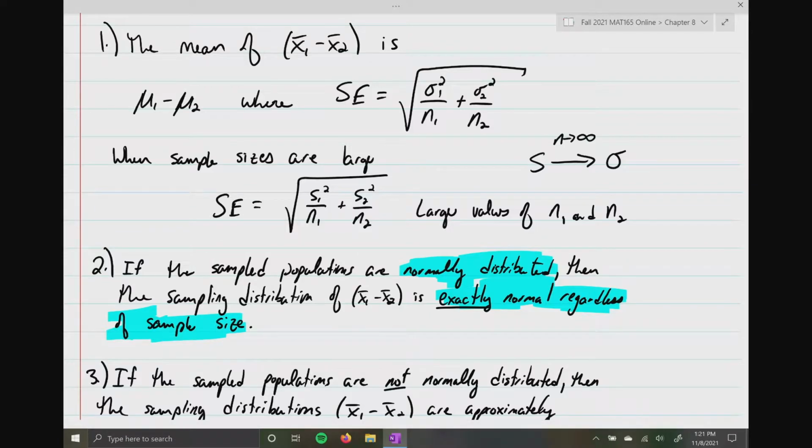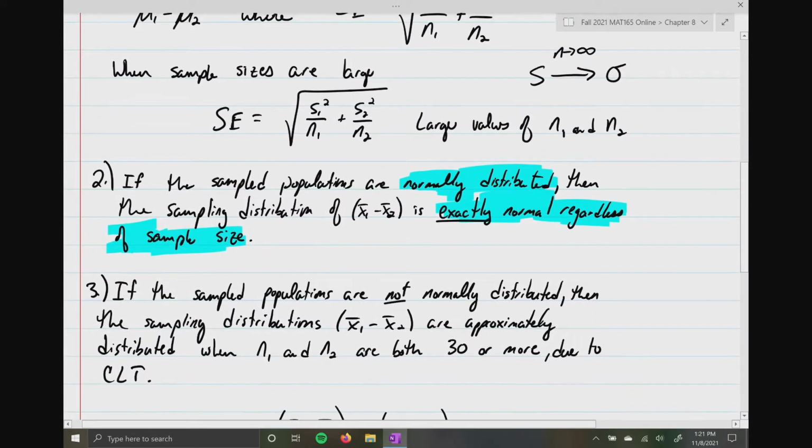However, with part number 3 here, if the sample populations are not normally distributed, and that's different, then the sampling distribution of x bar 1 minus x bar 2 will be approximately normally distributed as long as you have 30 or more samples for each population. Now, remember, we looked at the central limit theorem. That's what CLT stands for. The larger the sample size, even if it's not normally distributed, will start to turn into something that is normally distributed. It just depends on how bad your data was initially.